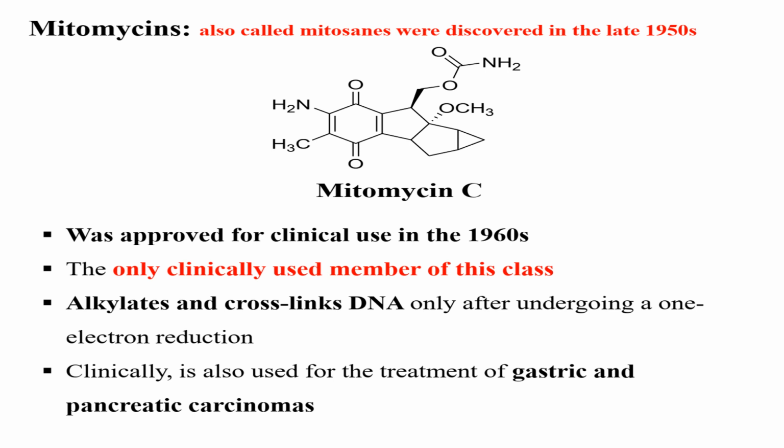Mitomycin, especially mitomycin C, also called mitosanes, was discovered in the late 1950s and approved for clinical use in the 1960s. The only clinically used member of this class is mitomycin C, which alkylates and cross-links DNA only after undergoing a one-electron reduction. Clinically it is used for the treatment of gastric and pancreatic carcinoma. So this mitomycin C is very important for the treatment of gastric or pancreatic carcinoma.